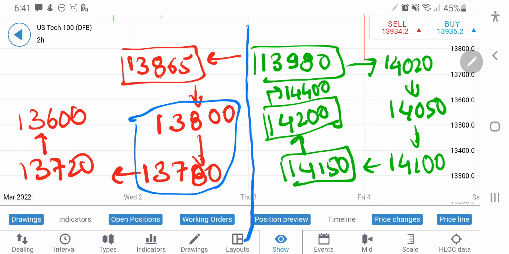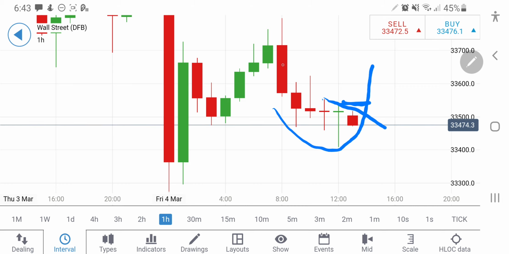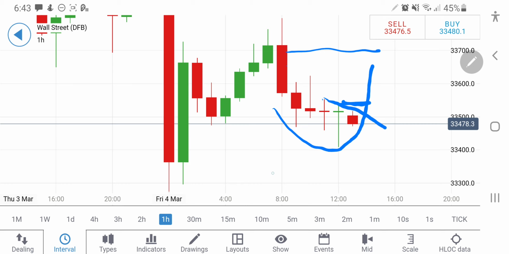Now let's have a look at US30. First, look at the hourly charts for US30. You can clearly see lower highs here, and if it goes past 33,550, there you can go long. The only long entry is above 33,550, beyond which you can expect it to rise towards 33,700 levels, and beyond that it will fly high on the upside. So 33,550 appears to be a stronger resistance.